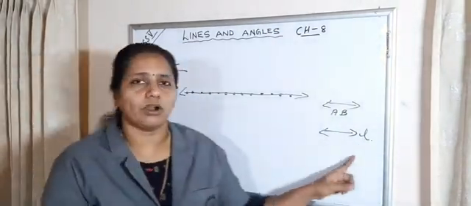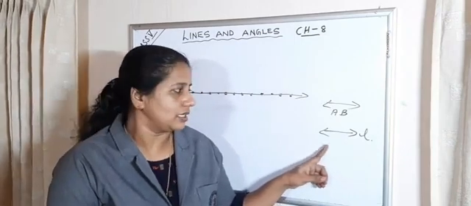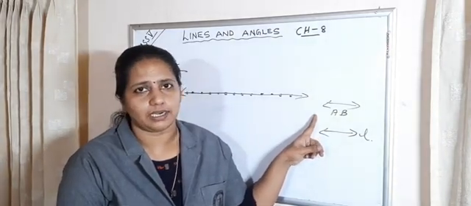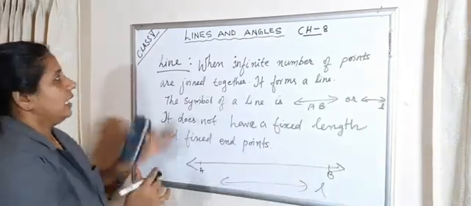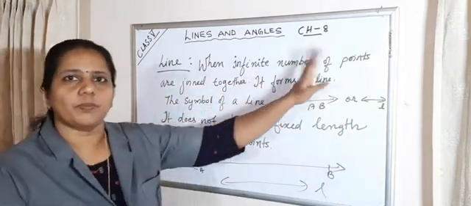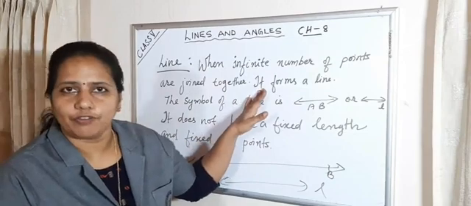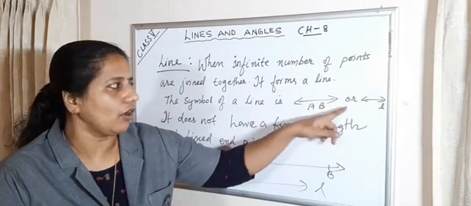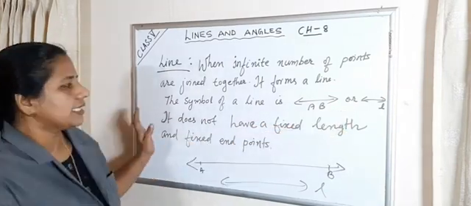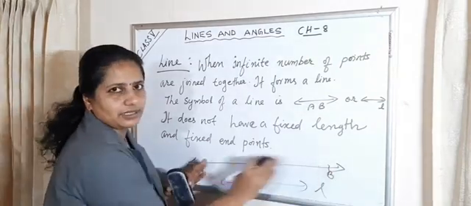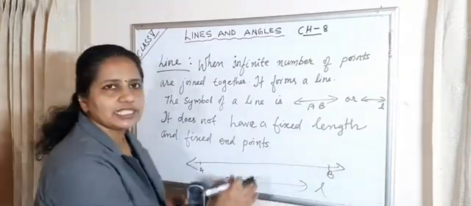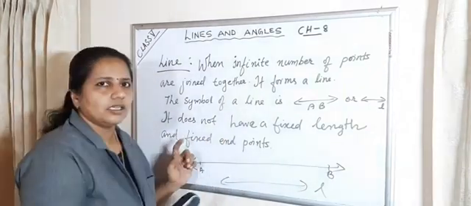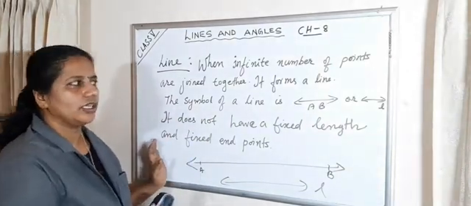That is, using small letters, you can represent a line. Otherwise, using two capital letters, you can represent a line. Clear? Next, a line. When an infinite number of points join together, it forms a line. The symbol of a line is line AB or line L. It does not have a fixed length and fixed endpoint. That means it extends indefinitely. Clear? Now take your book and write this in your note.